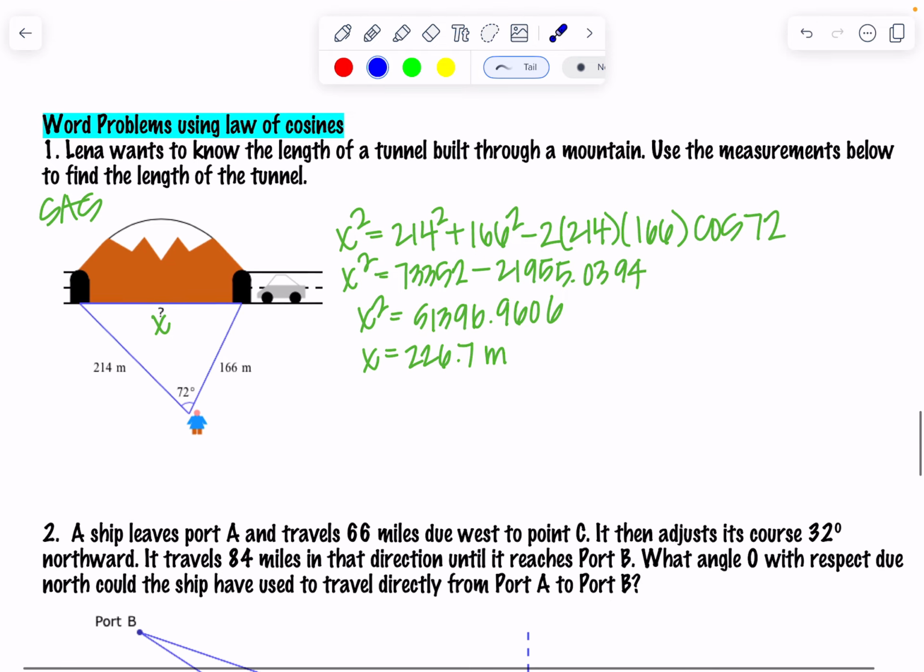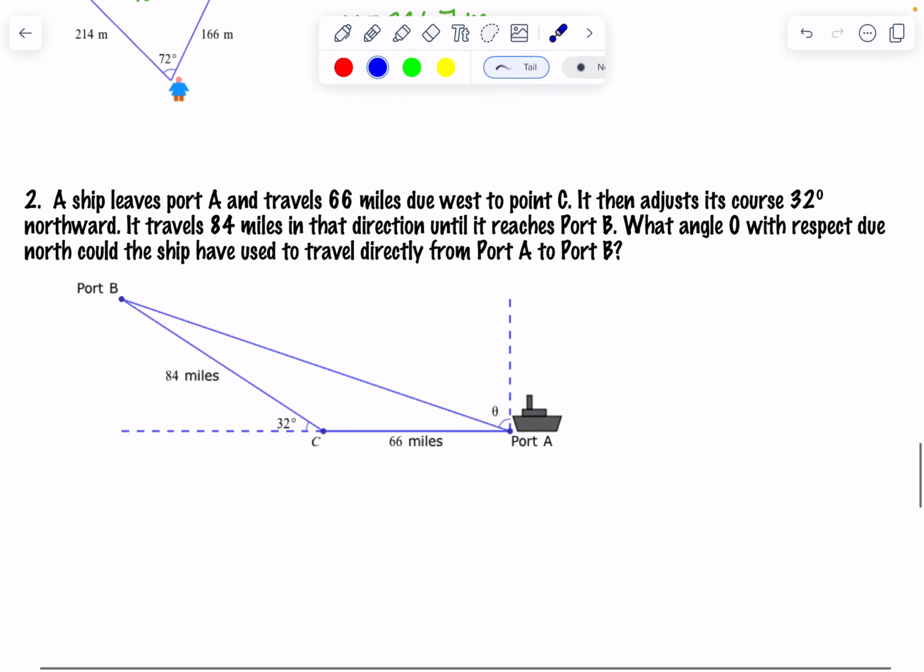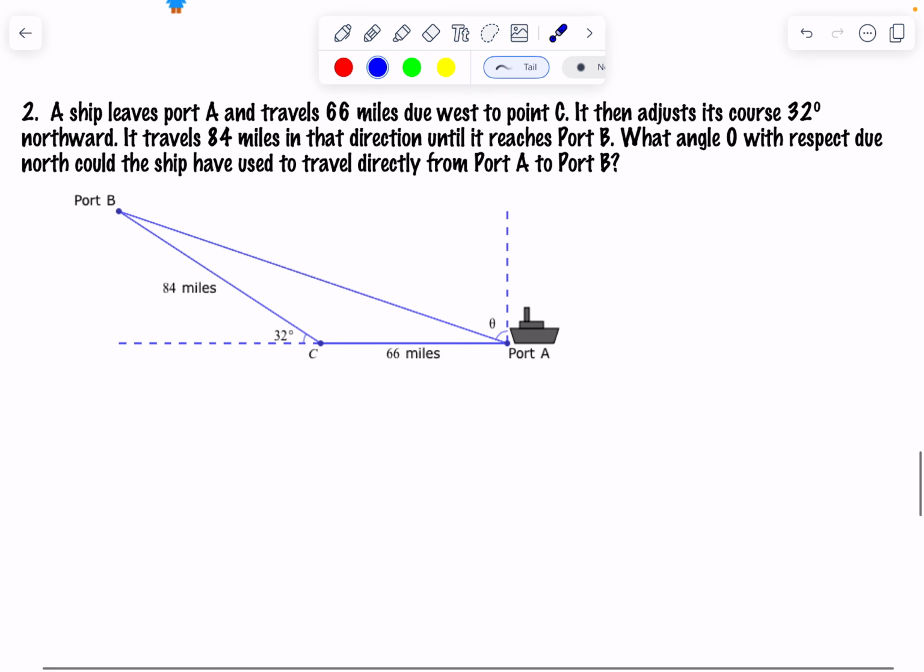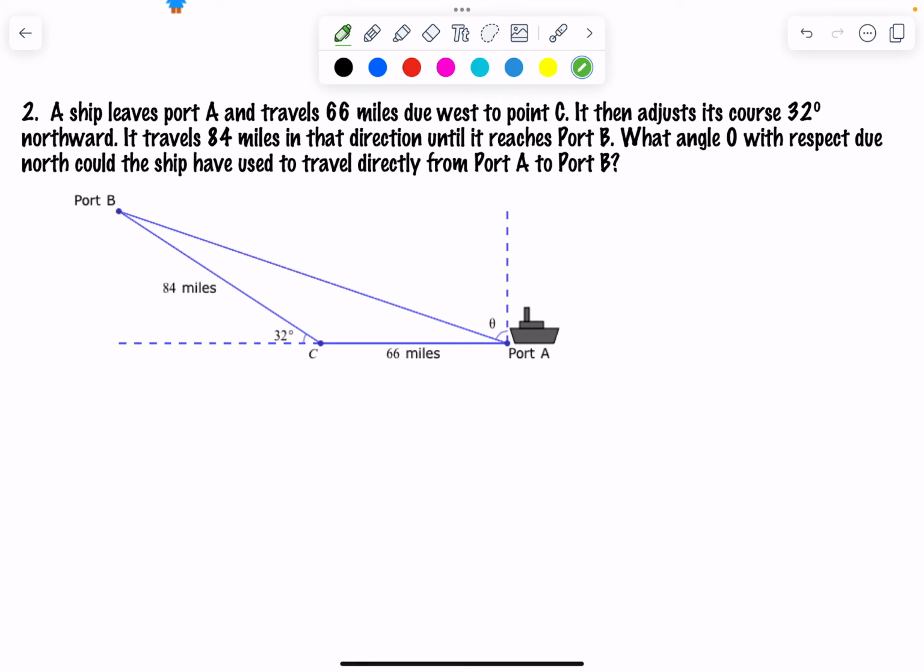All right, last one, and a good one I would hint on a test because some complicated things are happening here. It says a ship leaves port A and travels 66 miles west. It adjusts its course 32 degrees north and travels 84 miles in that direction. So you can see what the drawing is. What angle, this should say theta, with respect to north, could the ship have traveled to directly go from A to B? So instead of going here, we're trying to see what angle it could have done there. So we're solving for this angle first. But what we're going to do strategically is actually solve for this angle because it's inside the actual triangle.